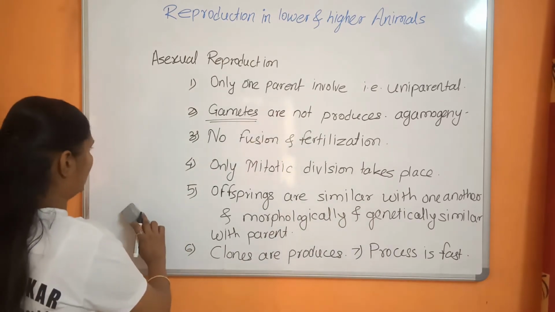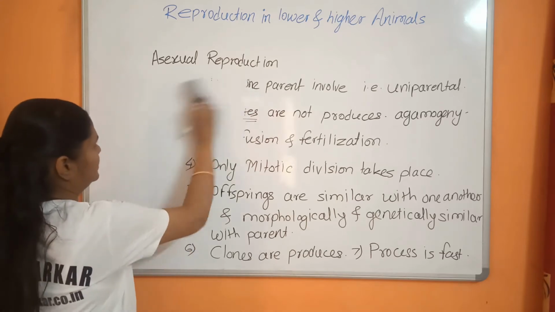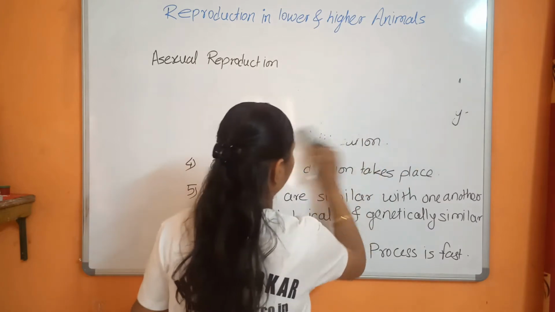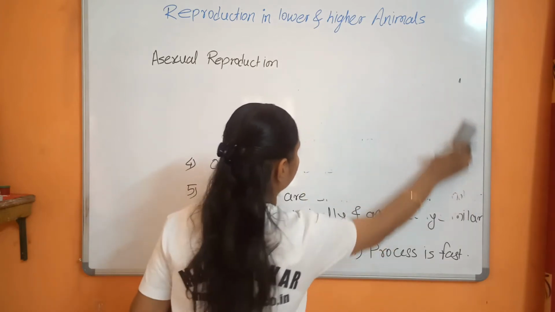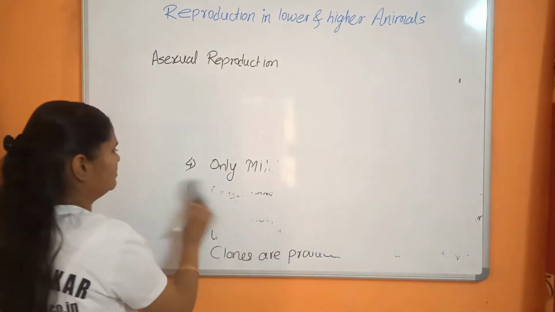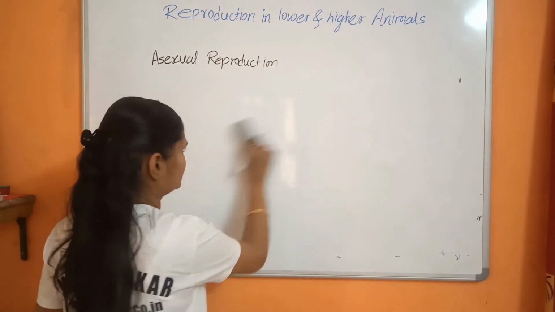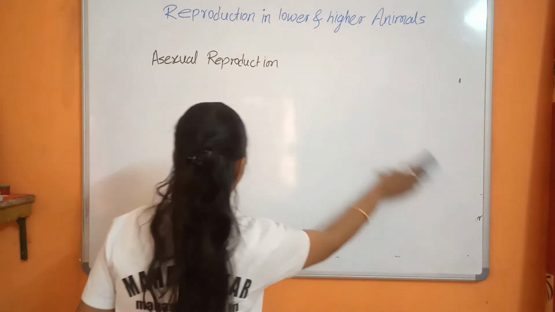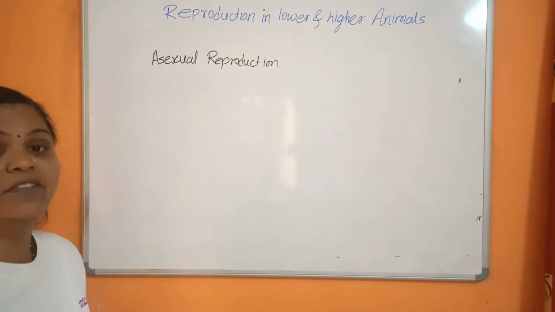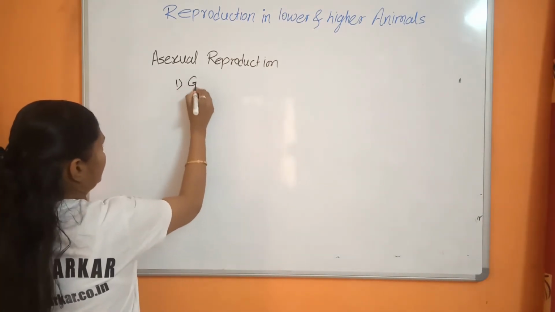Now in case of animals, there are common types of asexual reproduction: gemmule formation, budding, and one more, that is fragmentation, and even regeneration also. Gemmule formation is very common in lower invertebrates.